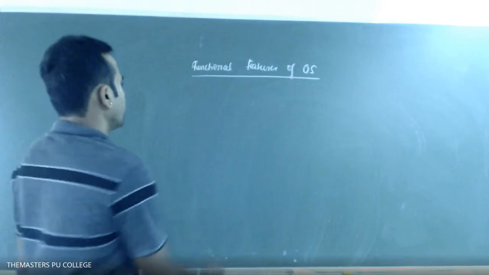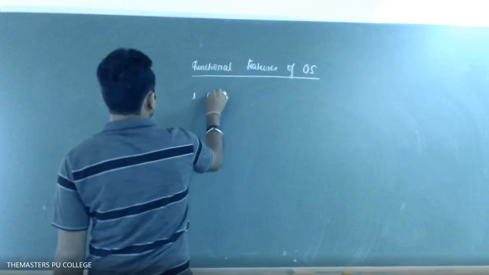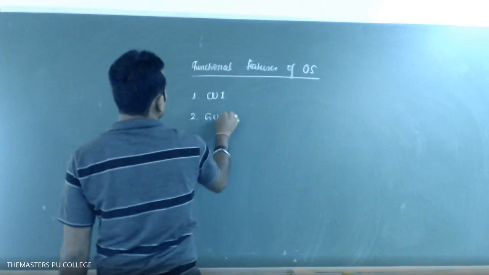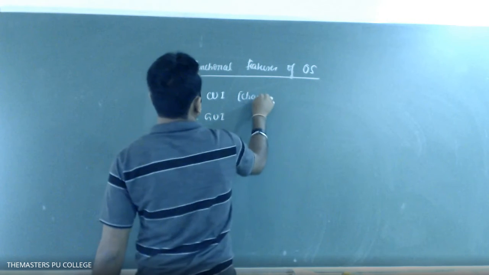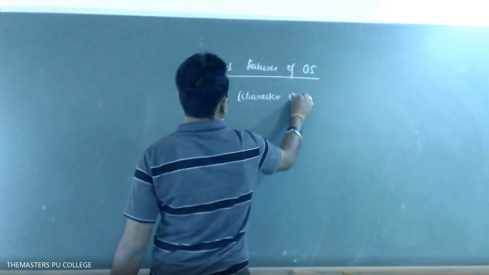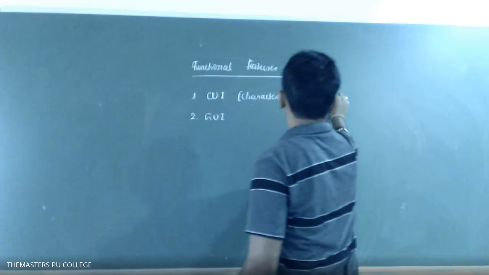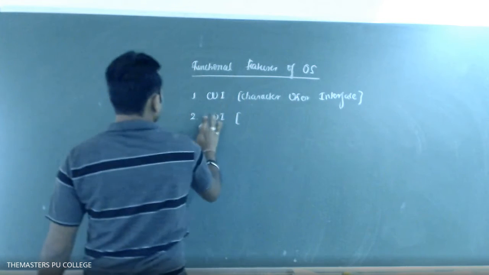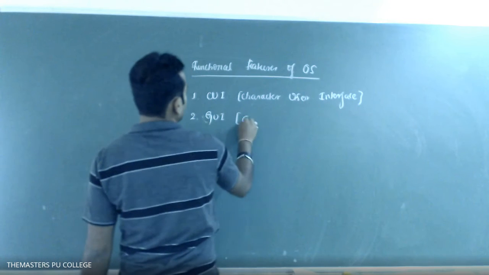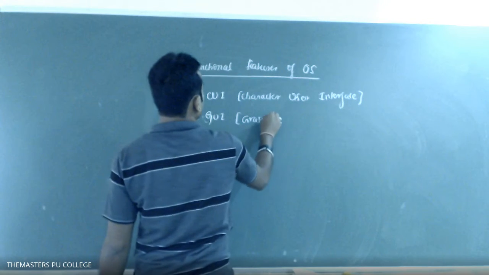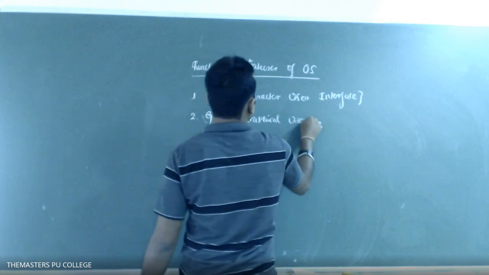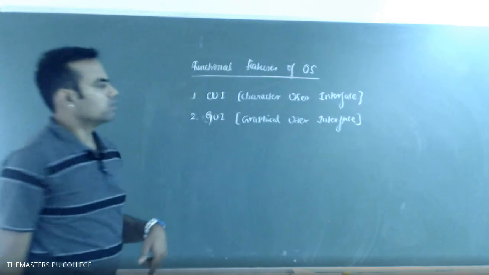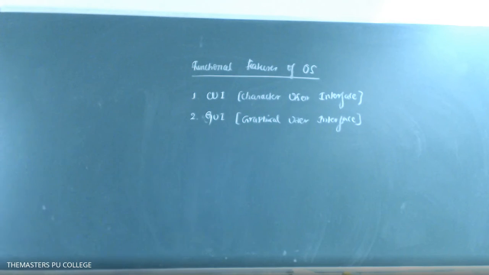Okay, so it is characterized by number one, CUI. As I already told, it is the character user interface. Another one is GUI, the graphical user interface.